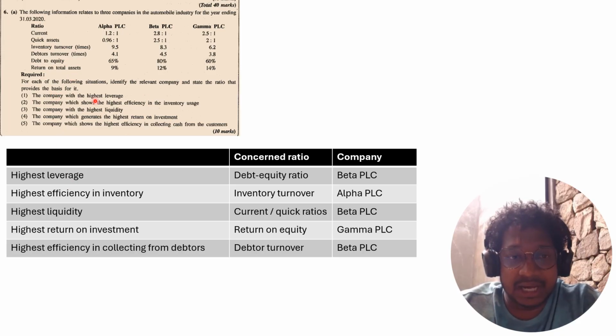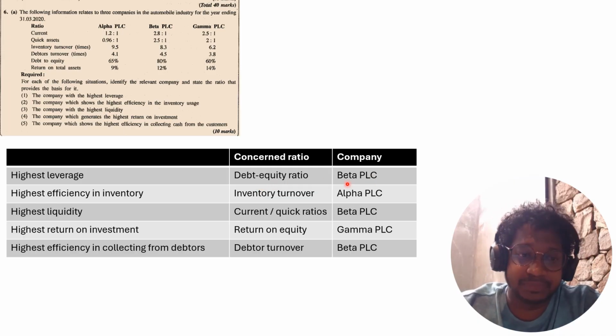So here they are asking the highest leverage company, highest efficiency in the inventory usage, highest liquidity, highest return on investment, and highest efficiency in collecting cash from the customers. So we have to pick the correct relevant ratios when you are answering these questions. So highest leverage, you have to consider debt to equity ratio. So based on debt to equity ratio, the highest leverage is company beta.